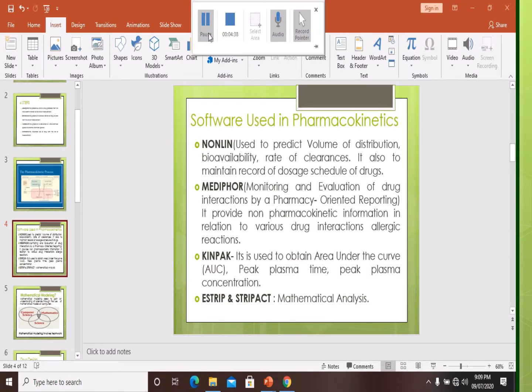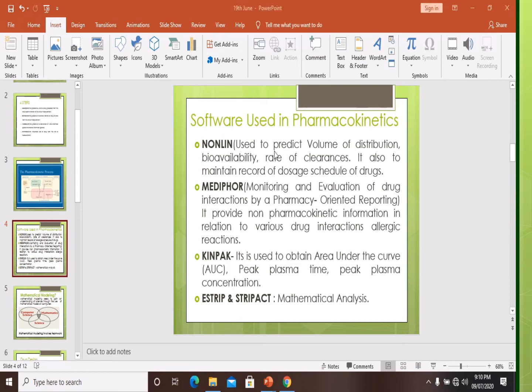So this is a pharmacokinetics example. That is not an example, that is an animation. That will be detailed in your pharmacology subject. These are the software that was used for pharmacokinetics. Kindly note down this software and search it on YouTube or Google. You will get a clear picture about that.